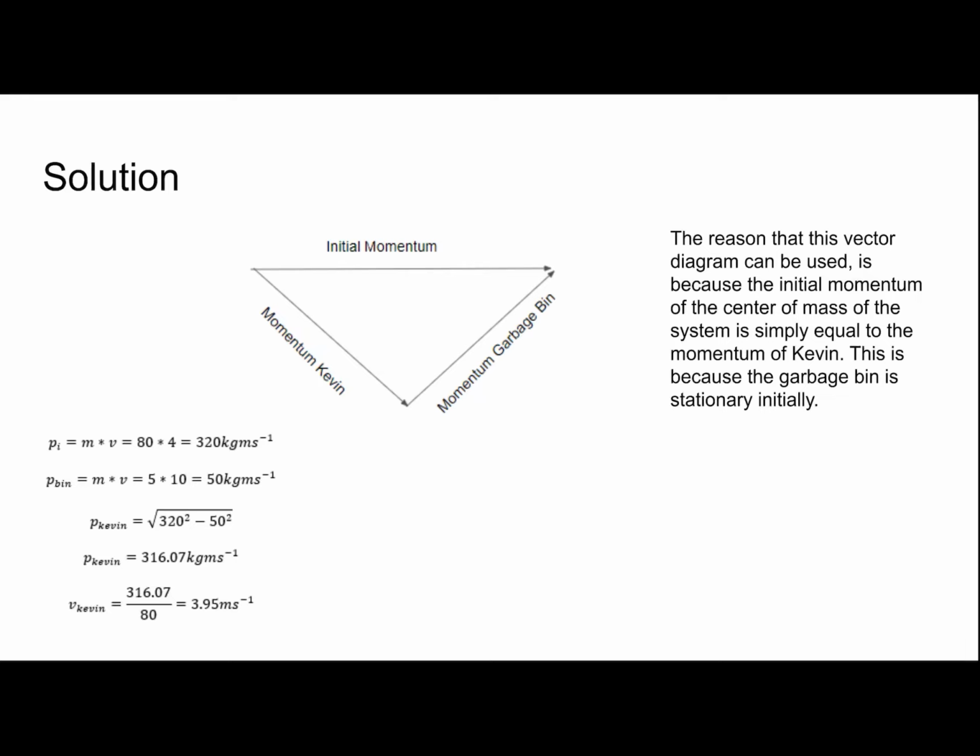In this case, since Kevin and the garbage bin are moving off at 90-degree angles, we can apply Pythagoras' theorem in order to find their combined momentum, which is equal to the initial momentum. So by applying the Pythagorean theorem, we should find that the momentum of Kevin is equal to 316.07 kilogram meters per second. Therefore, we can find the speed of Kevin by simply dividing his momentum by his mass, which should give the answer of 3.95 meters per second. And that's our final answer.